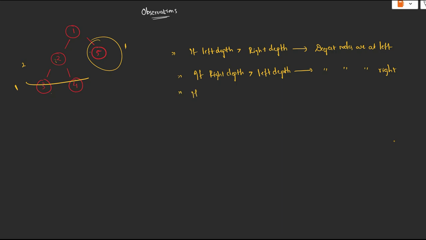So what happens if left depth is equal to right depth? Then the deepest nodes might be on both sides, and we can go to the previous level. It means we have to find the common ancestor of these two nodes. So we have to get the common ancestor of left and right. Okay. There are so many common ancestors for this. This one is a common ancestor, this one is a common ancestor, so we have to find the lowest common ancestor.